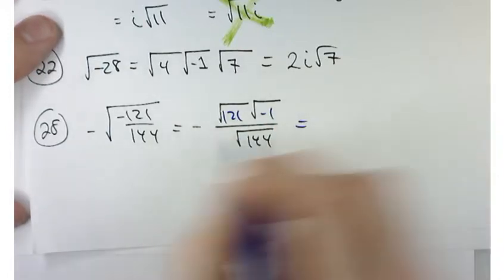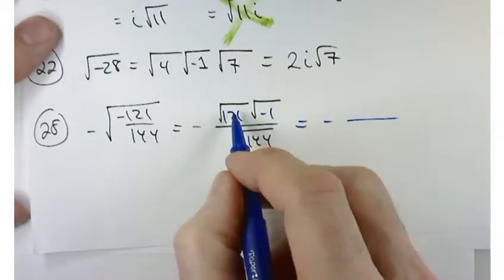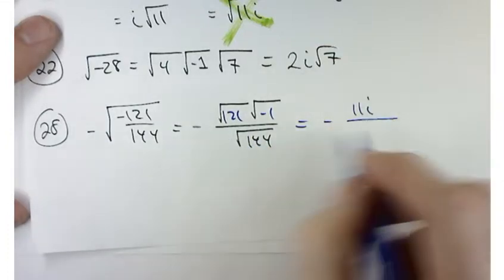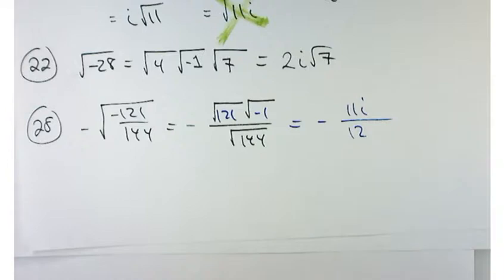Okay, so the negative stays out in front. That's 11i in the numerator over 12 in the denominator. So spot on, Melody. Thank you. Nice.